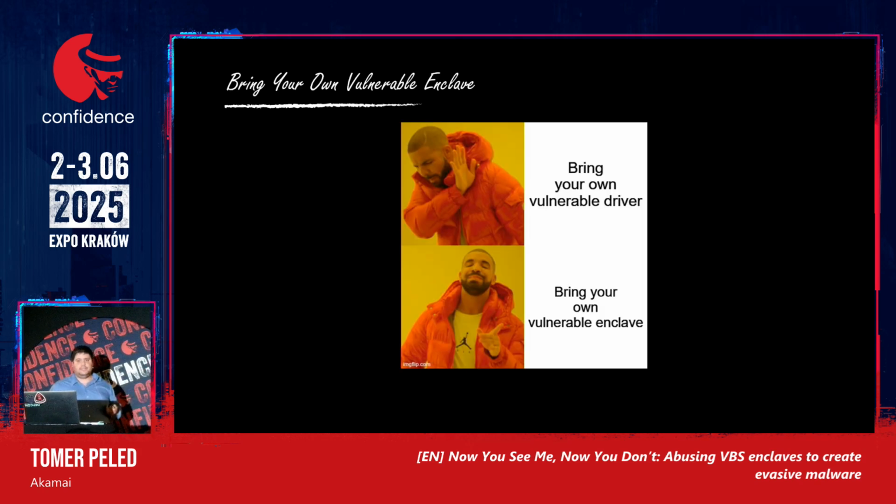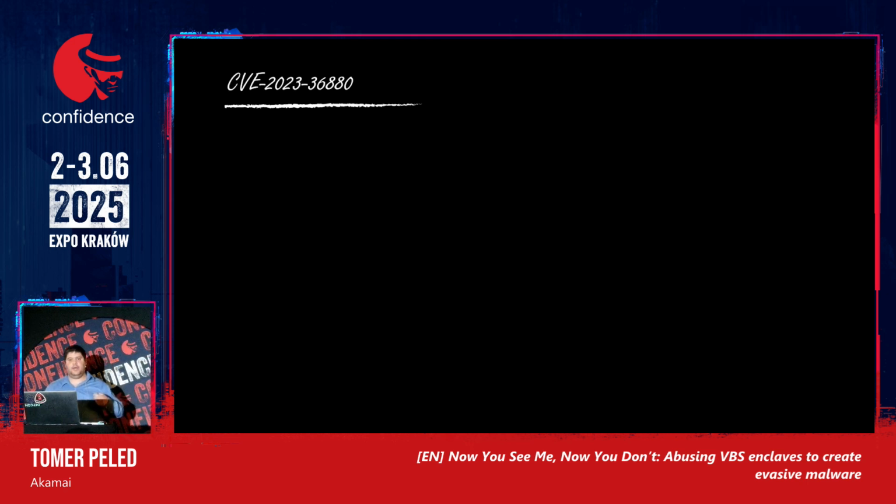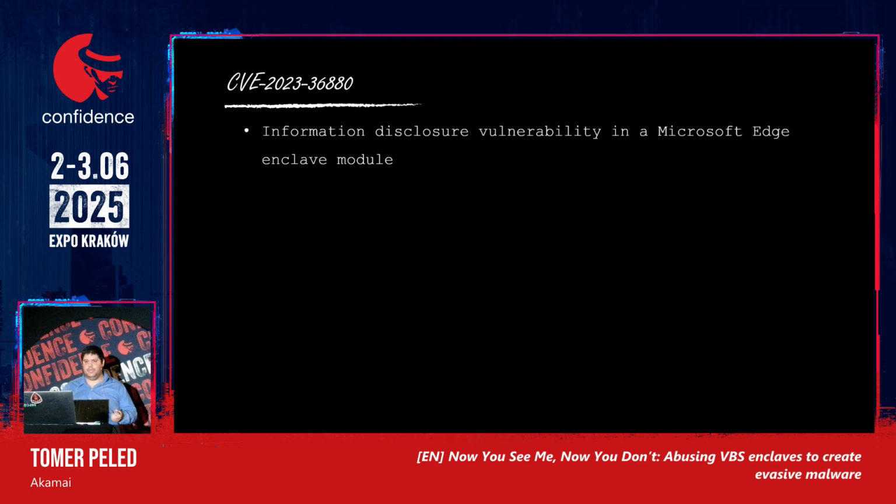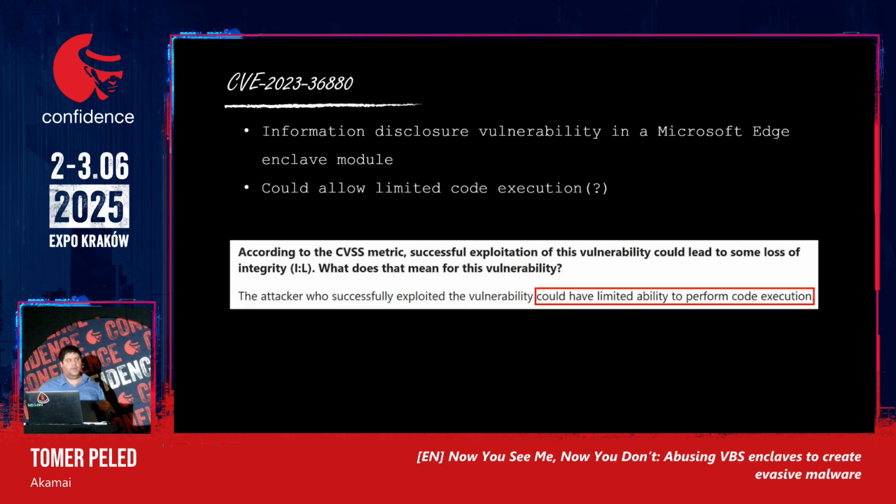And this seemed like a great path to take, so we did a quick Google search and we found out about this CVE, 2023-36880. This CVE was classified as an information disclosure vulnerability inside Microsoft Edge, but once we took a deeper look into its details, we actually found out that it could lead to limited command execution. This seemed very interesting to us, so we dug a little bit deeper into it.